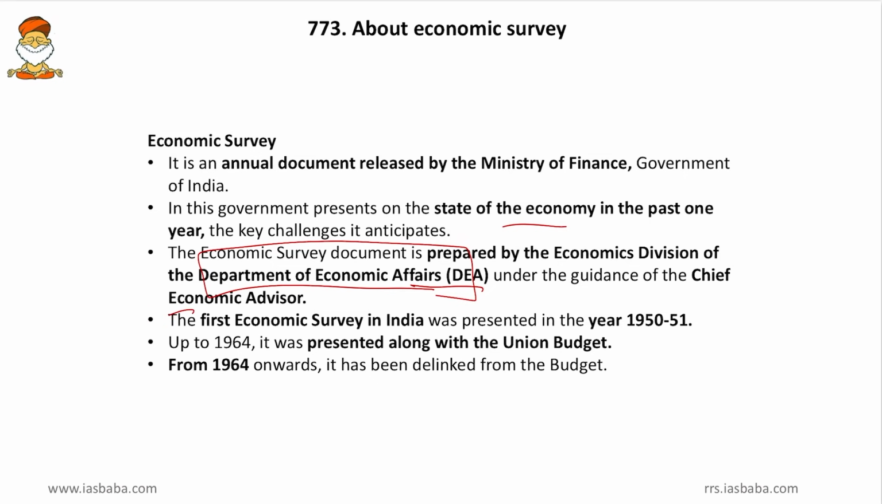Then the first economic survey in India was presented in the year 1950-51. So after the forming of the new government, it was being presented. Then up to 1964, it was presented along with the union budget. But from 1964 onwards, it has been delinked from the budget and now it is a separate document. So one day before the budget is presented, the economic survey will be released to the public domain. So this is the legal basis.